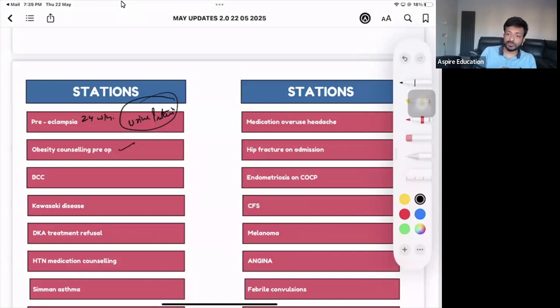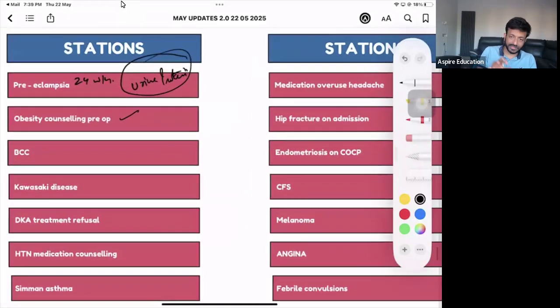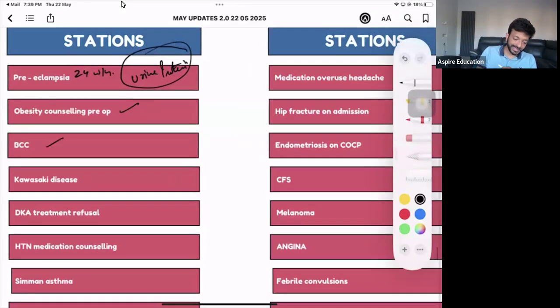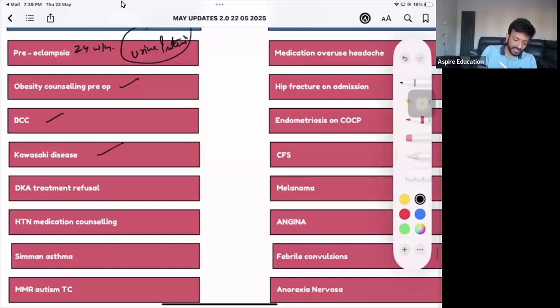Obesity counseling, it's a pre-op. So yeah, we are saying the guidelines are given at what BMI you're going to go for surgery. So that's their skin cancer, Kawasaki, DKA treatment, patient is refusing the treatment.